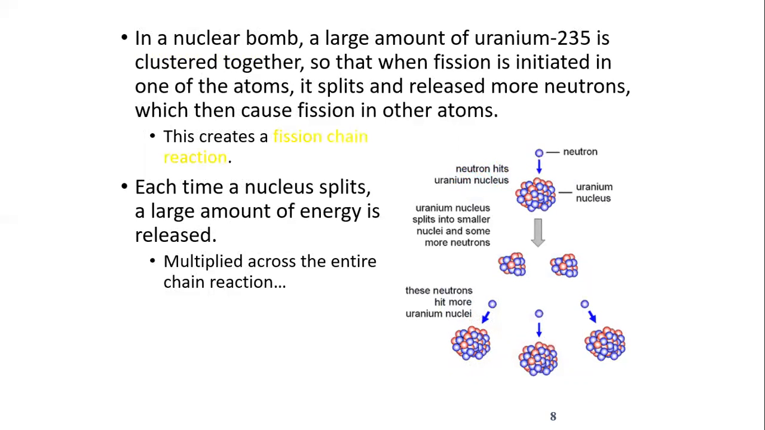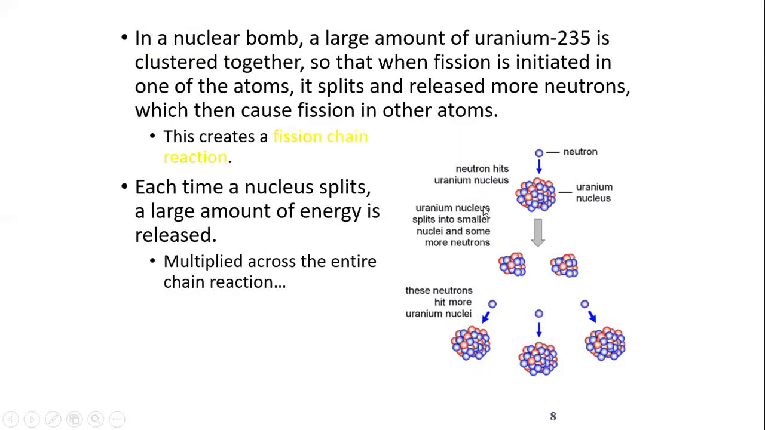Each time a nucleus splits, a large amount of energy is released. This is a neutron and a uranium nucleus. When the uranium nucleus is bombarded by the neutron, it can be split into two unstable atoms.